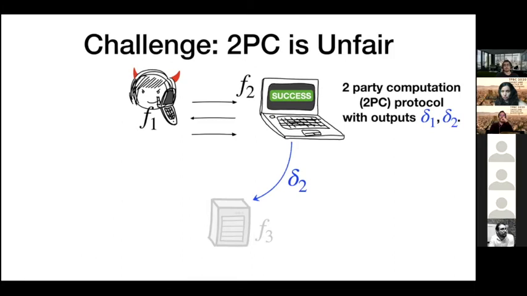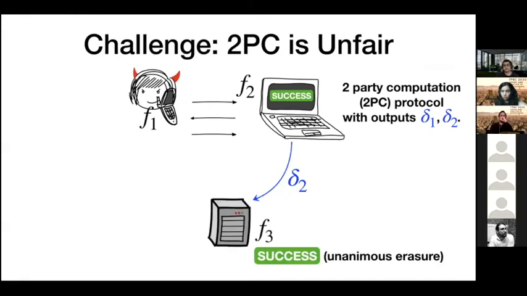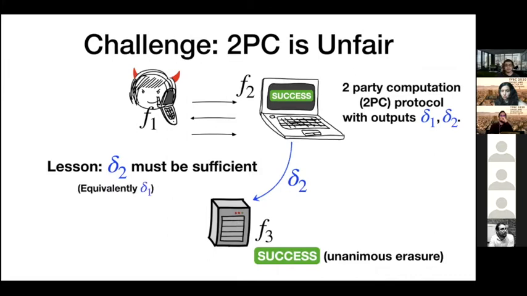And so the online device is going to move to a new sharing. It's going to progress. And by unanimous erasure, when the server comes online, because the online honest party has progressed, the offline honest party should also progress. The lesson that we can draw from this is that Delta 2, which is the package sent by the second party, must be sufficient for the server to refresh itself. Or equivalently Delta 1. It's a symmetric thing.